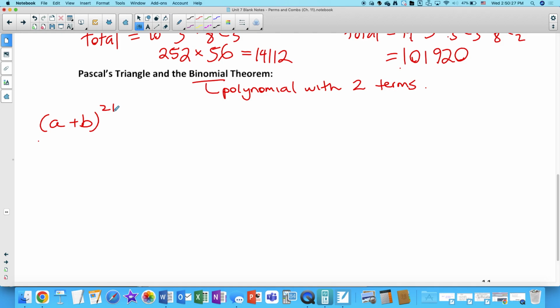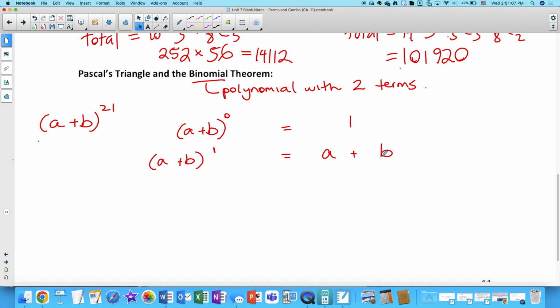Okay, so what we're going to do is start to look at a few powers of a plus b and see if we can notice some sort of pattern. Okay, so let's start with this. a plus b to the 0. Okay, what is a plus b to the 0 equal to? 1. Okay, what about a plus b to the 1?